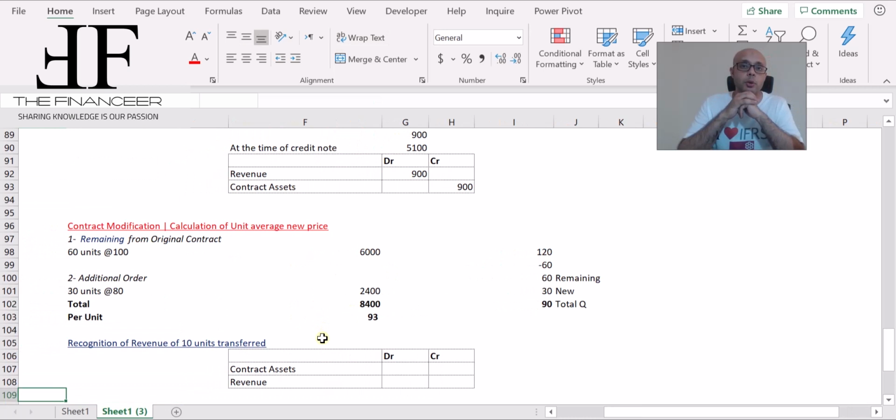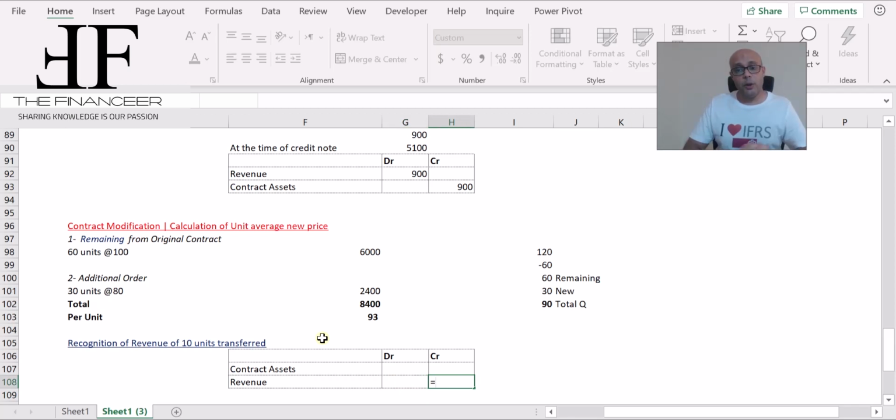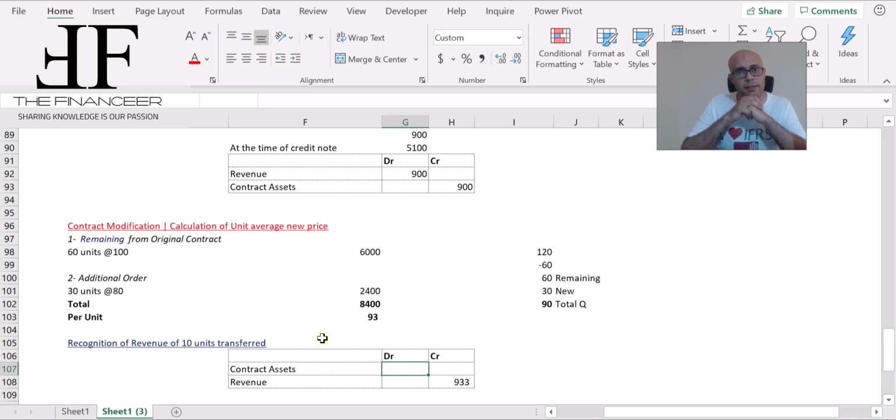How many units did you deliver from the additional units, or product and services? According to the case, we only delivered 10 units of the additional 30. So you have to recognize revenue for these 10 units. But the revenue will be based on which price? You have to calculate your revenue based on 10 times $93. So this will be the revenue that you are going to record in your books. And the contract asset will be the same value.